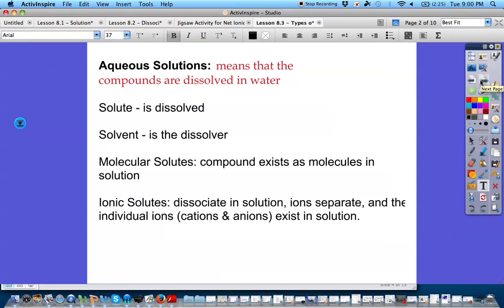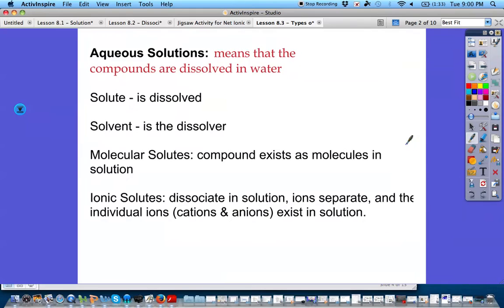So to start off with, we need to review a little bit of vocabulary. Remember that an aqueous solution means that the compounds are dissolved in water. Solute is what is being dissolved, and the solvent is the dissolver. Molecular solutes, this is a covalent compound that exists as molecules in solution.